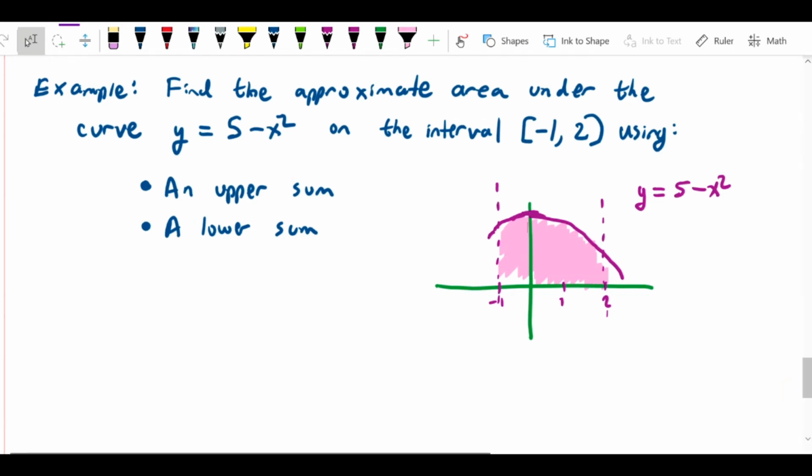Okay, so let's do a problem involving finding an approximate area under a specific curve using both an upper sum and a lower sum.